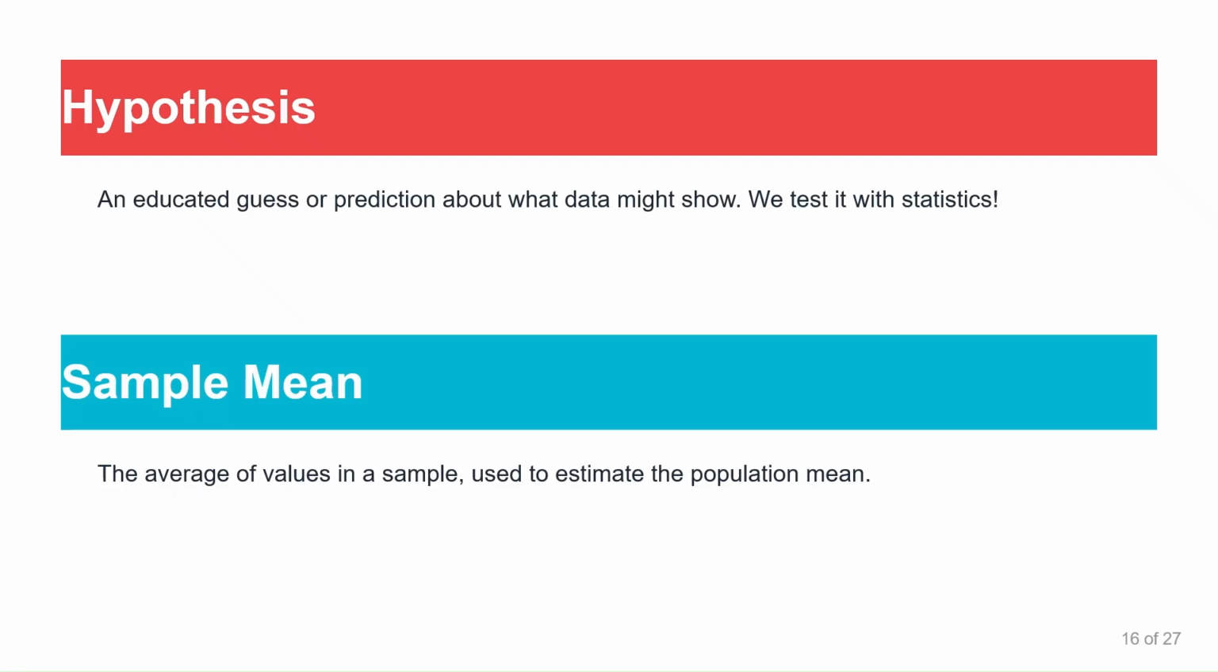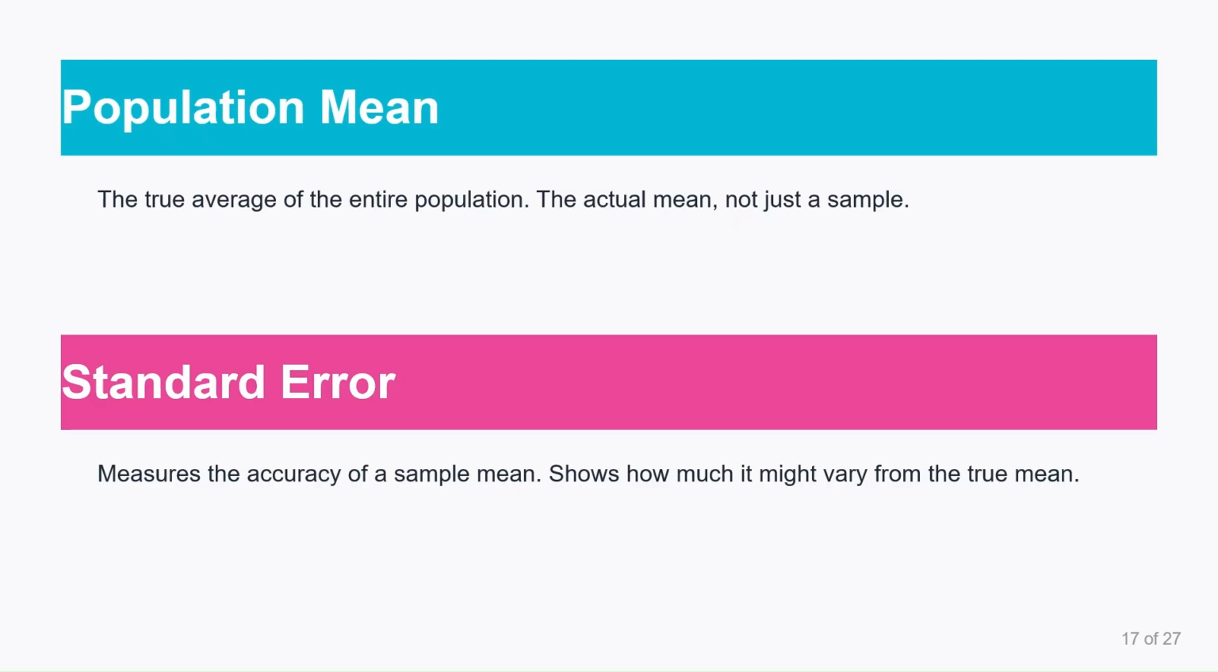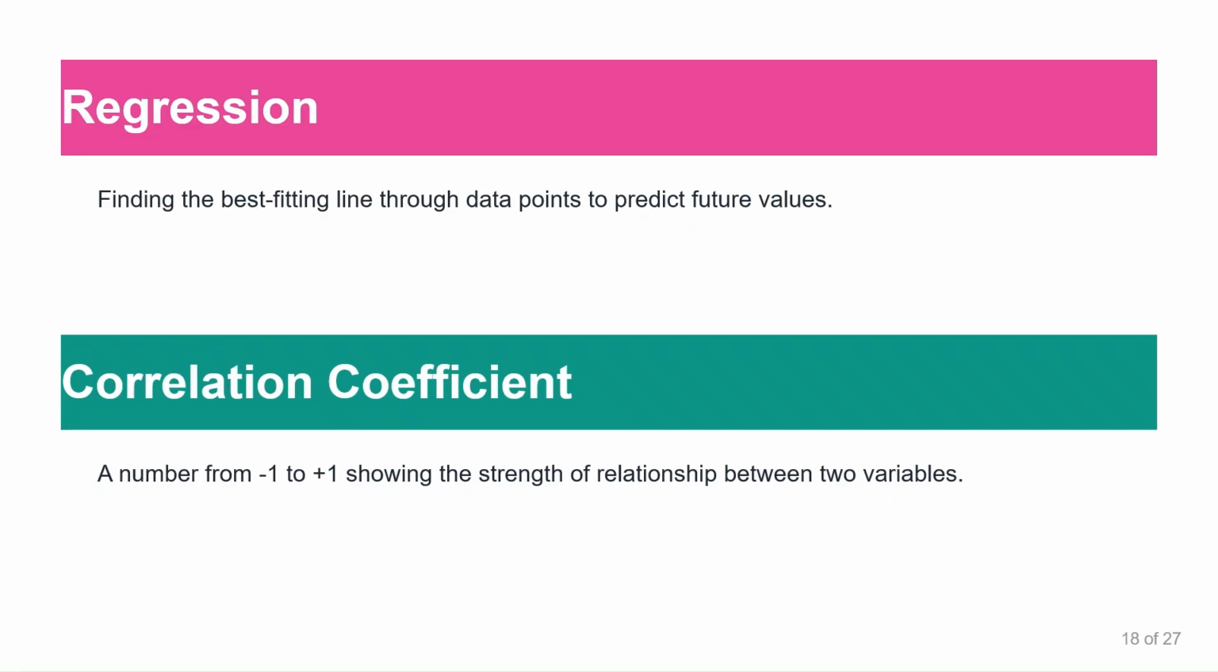A hypothesis must come before the data, not after. The sample mean is your best estimate of the population mean, and it gets more accurate as your sample grows. Law of large numbers. Standard error equals standard deviation divided by the square root of the sample size. Doubling your sample size reduces the standard error by about 30%. Bigger samples equals more precise estimates.